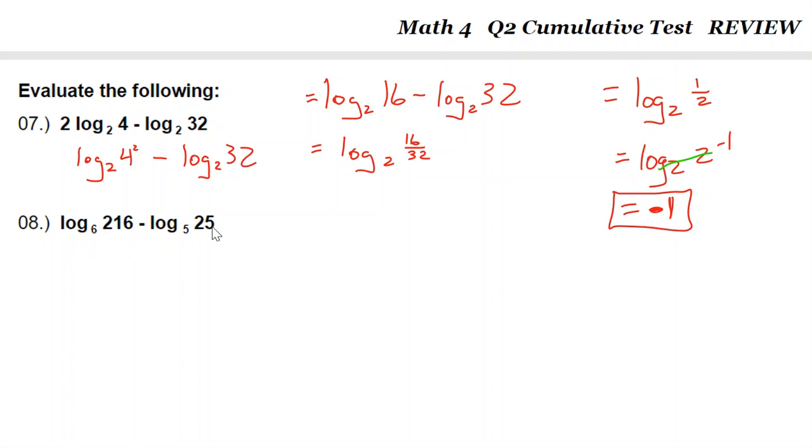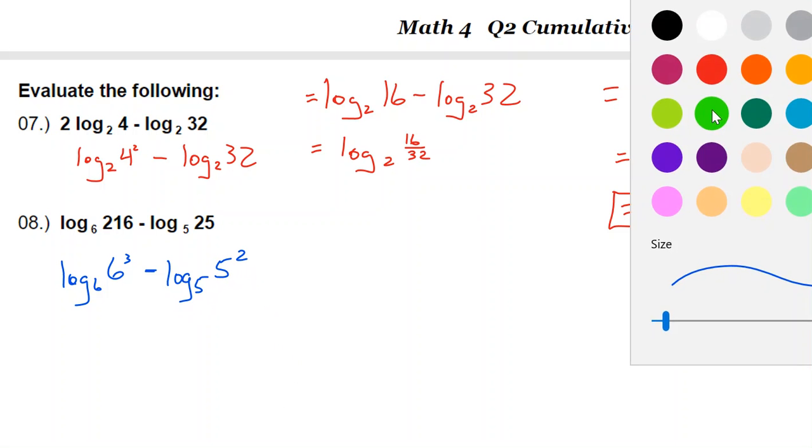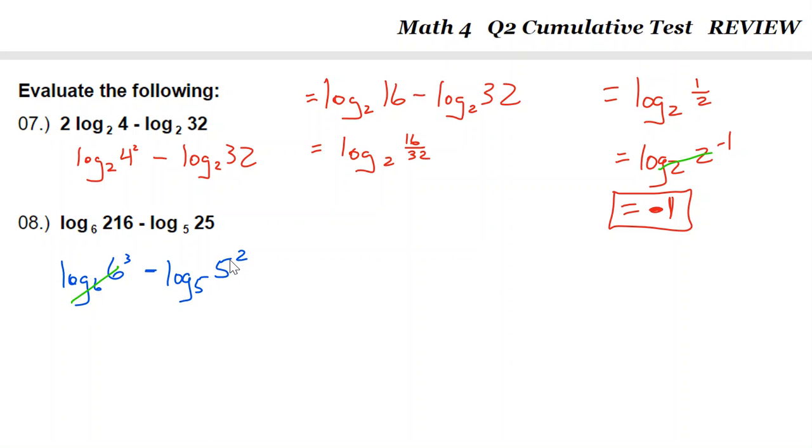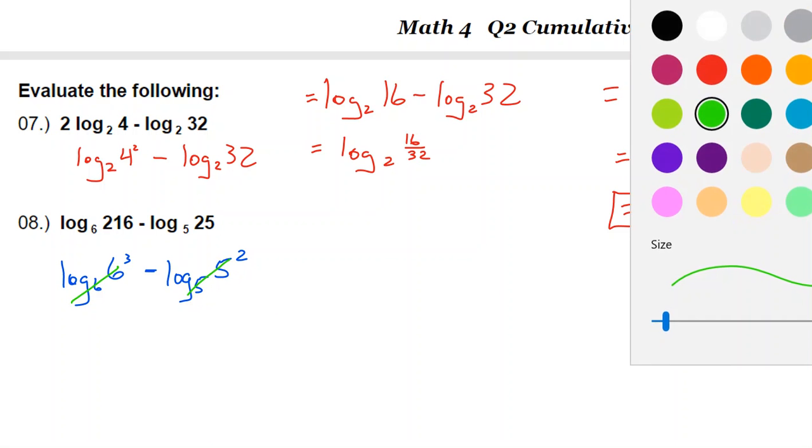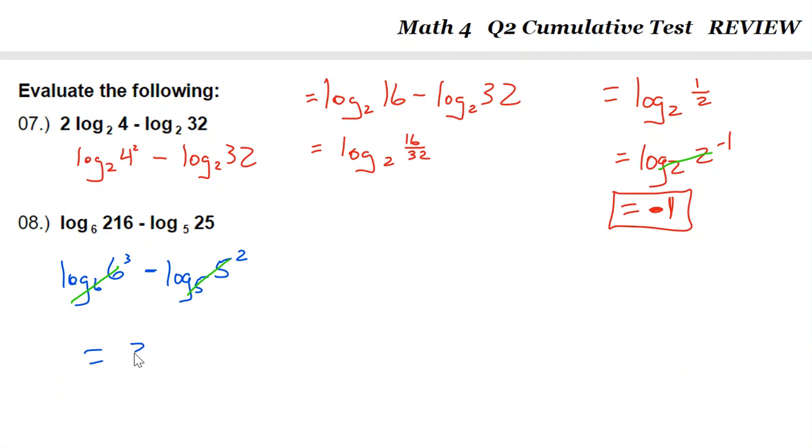Now, let's see what happens here. It would probably be helpful to recognize that 216, as I did a minute ago, is 6 cubed. And by the same token, 25 is 5 squared. Once again, we have a situation where these cancel and these cancel. So all we are left with is 3 minus 2 equals 1.